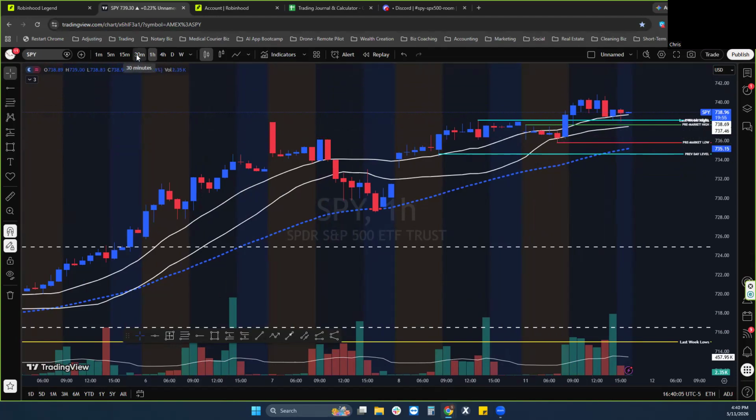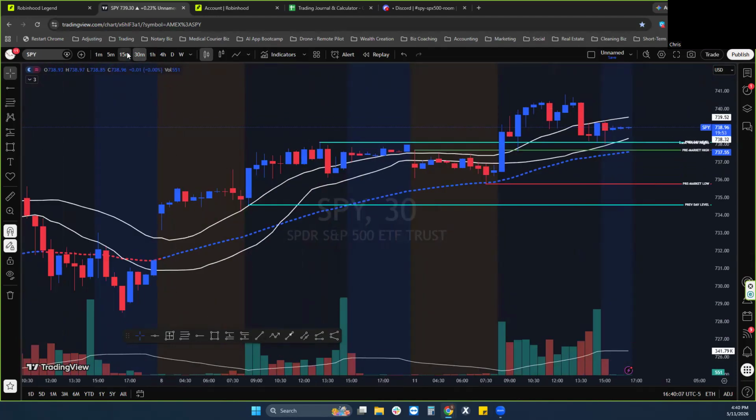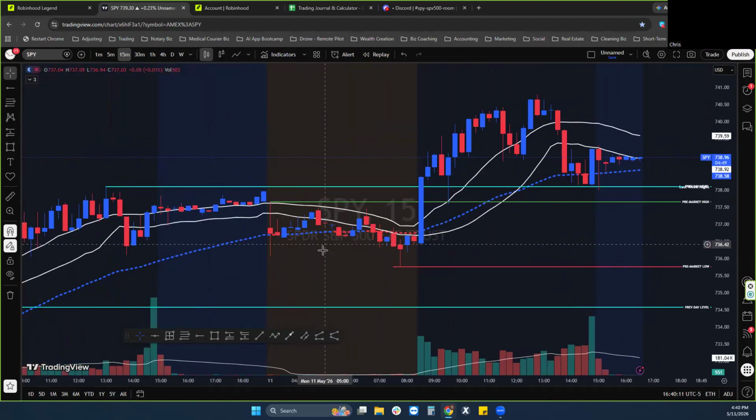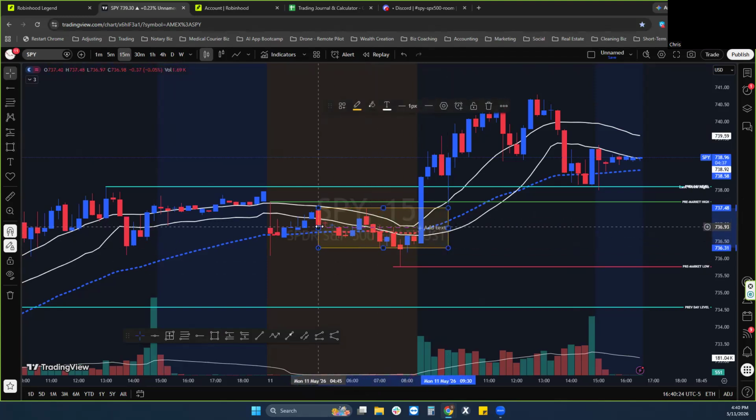And so if we drop down to the 15, we can see that we have some consolidation here from 4:45 a.m. to 7. We can pull that over, and we have a good consolidation zone there.